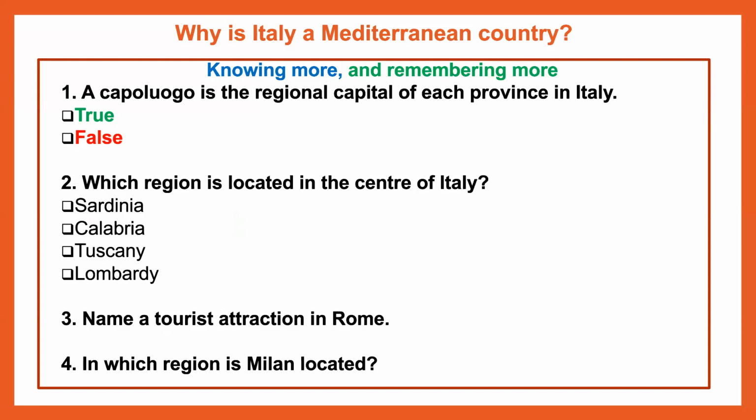Question number 1. A capoluogo is the capital city of each province in Italy. Is that true or false? A capoluogo is the regional capital of each province in Italy. True or false?